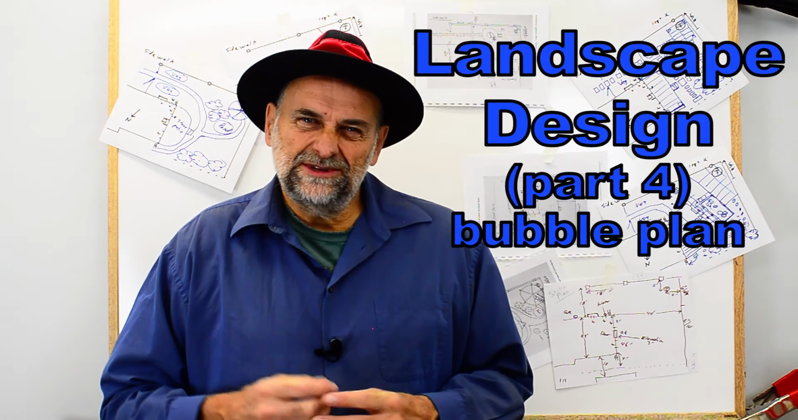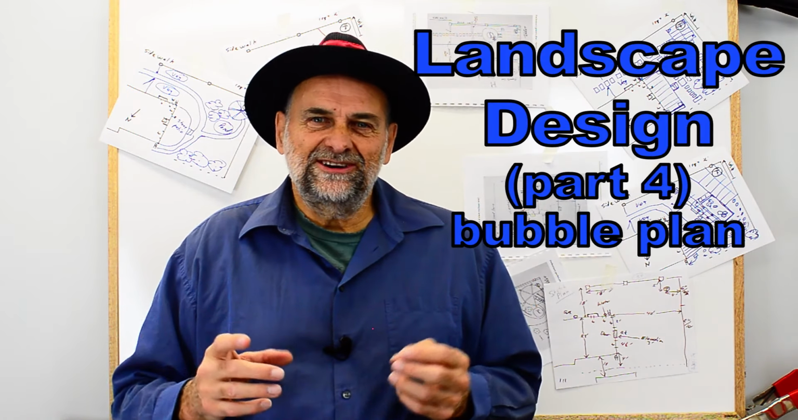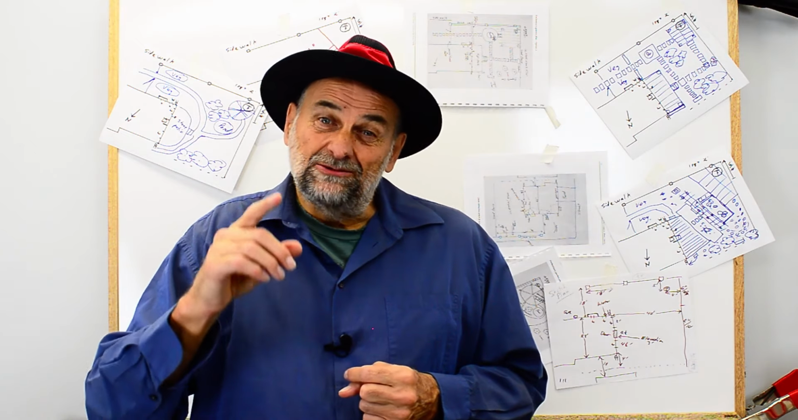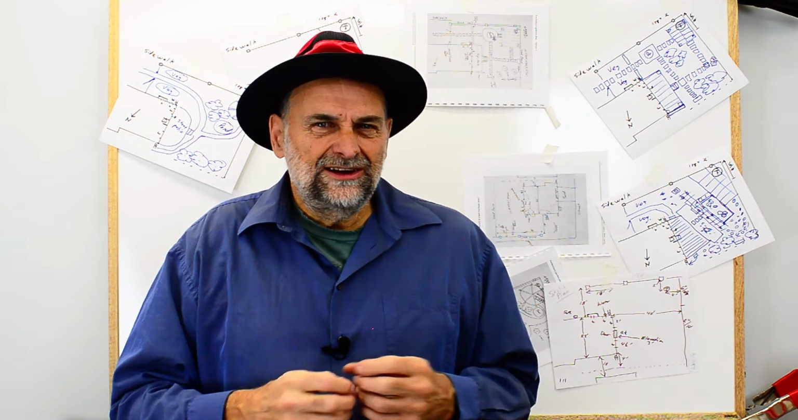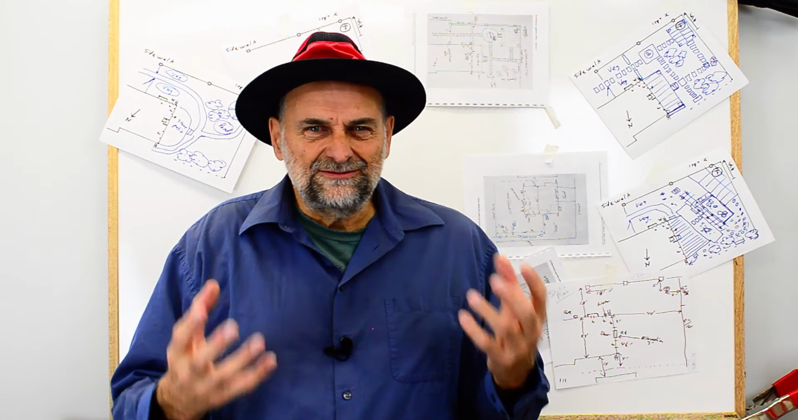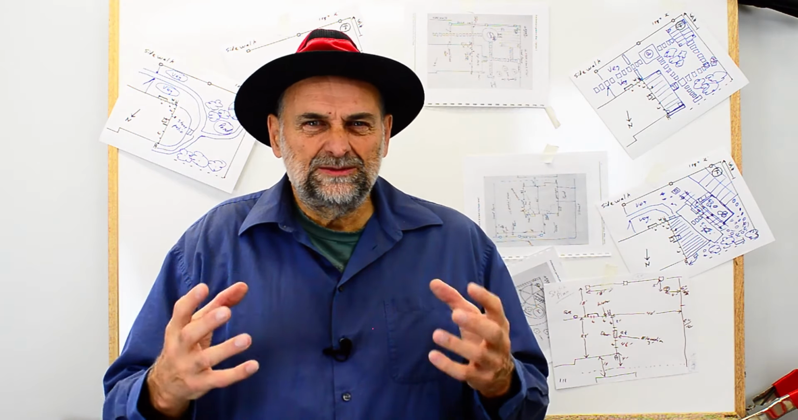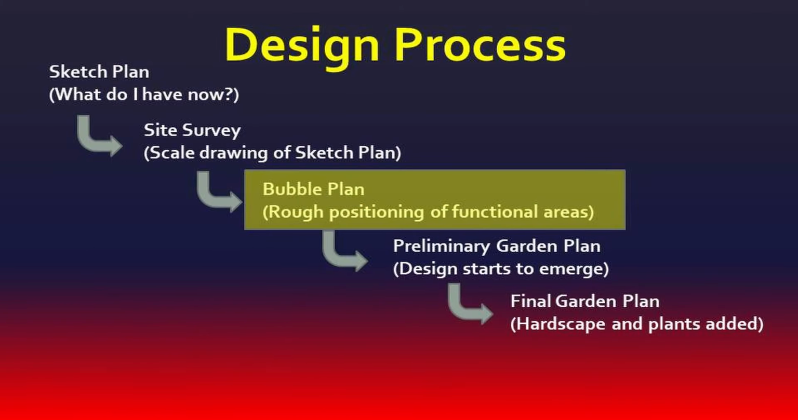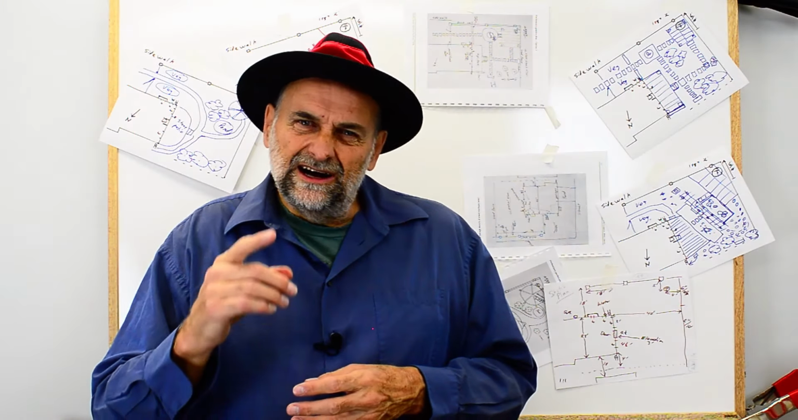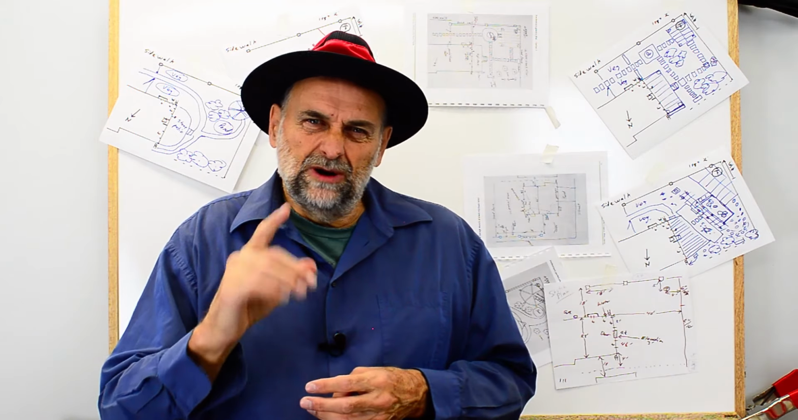Welcome to Landscape Design. If you made it this far, you're going to be happy to know that we're actually going to start designing. You have your site survey, you have your wants and needs lists ready to go. It's time to put all that together. If we have a look at the design process, we're now ready to start step 3, the bubble plan. And in this video, I'm going to show you how to do a bubble plan.